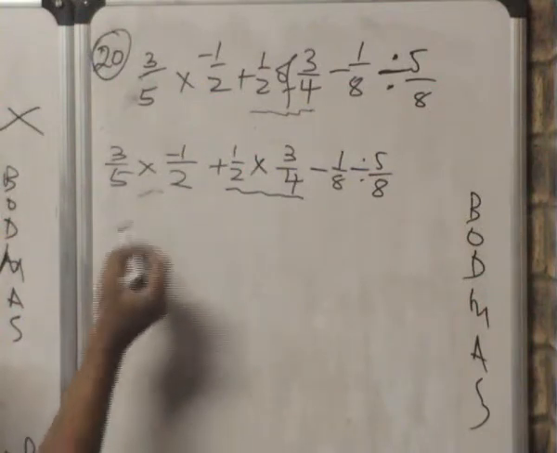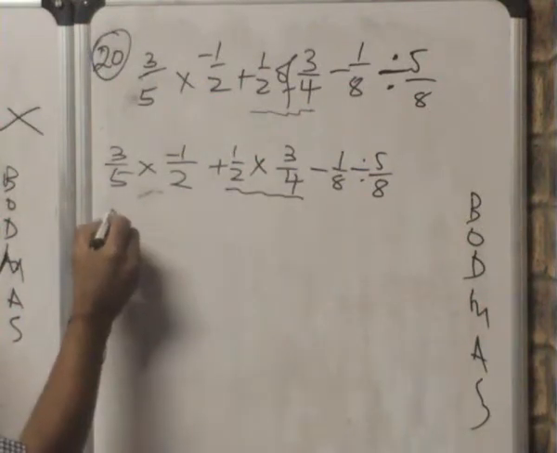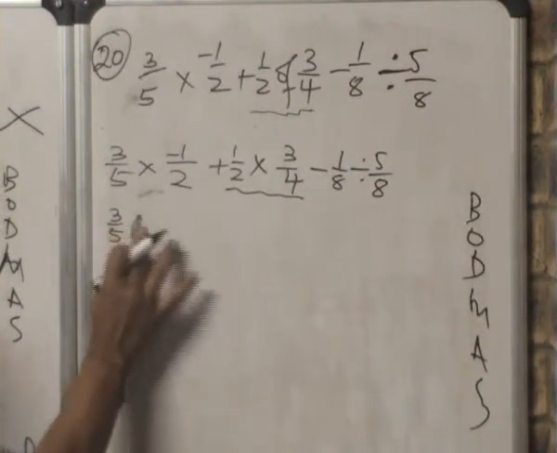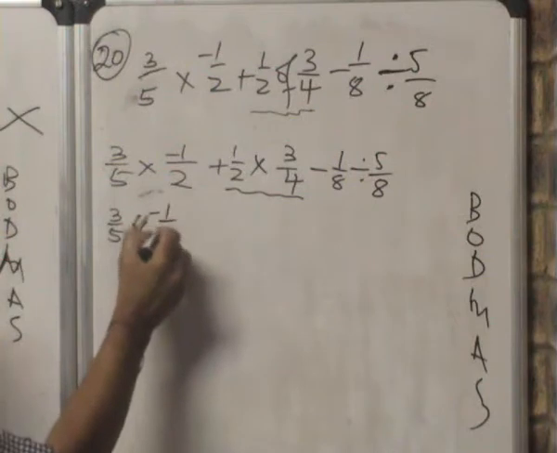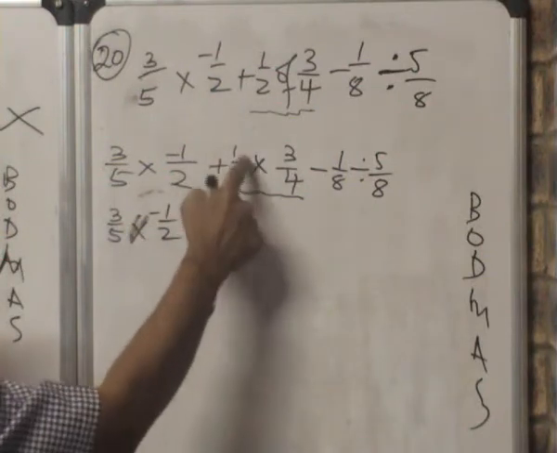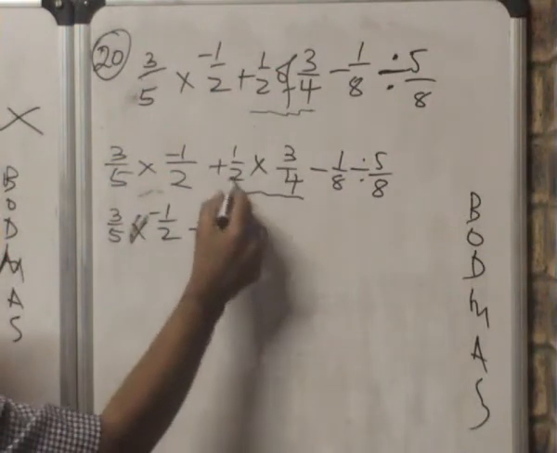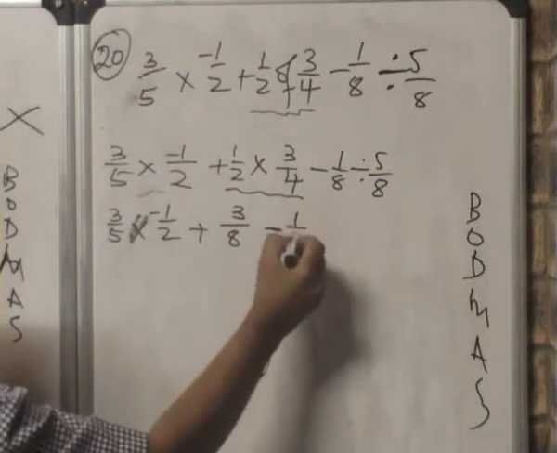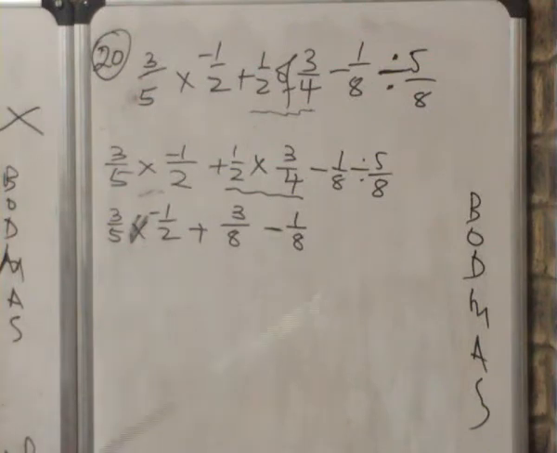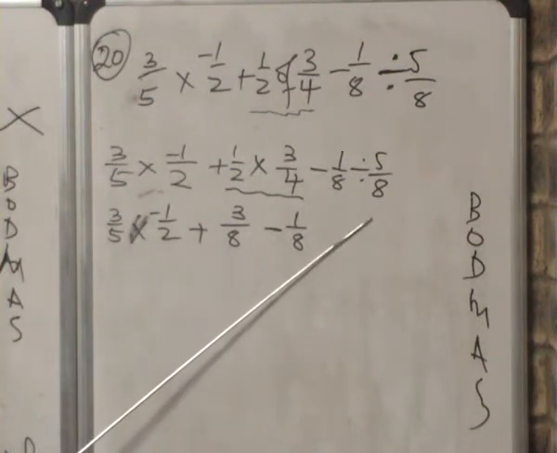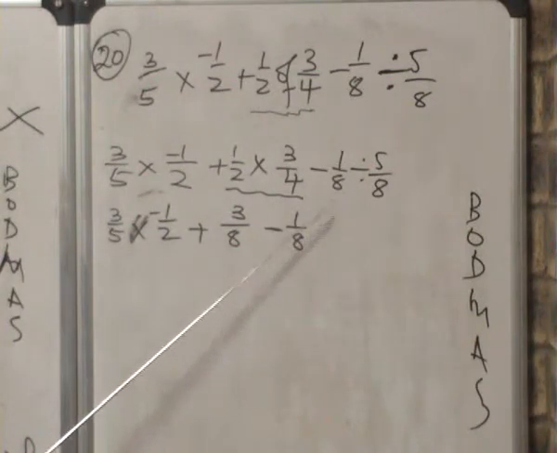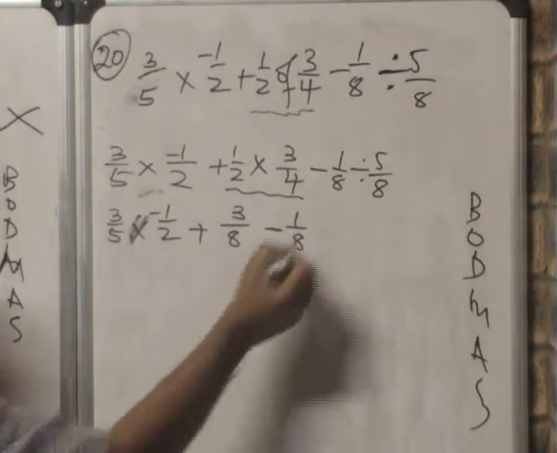Right. Now we're doing this part here. So, there's your 3 over 5 times minus 1 over 2 plus 1 times 3 is 3, 2 times 4 is 8 minus 1 over 8. Now you can get a little brave. Now you know you have to divide next, right? So we can start the division straight away. Divide means this will be multiply.